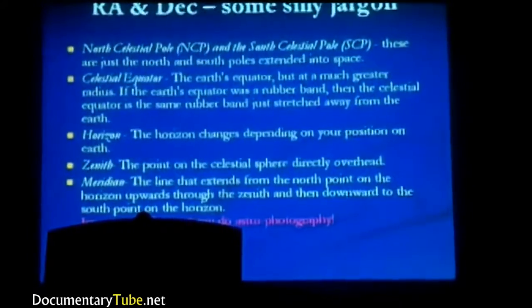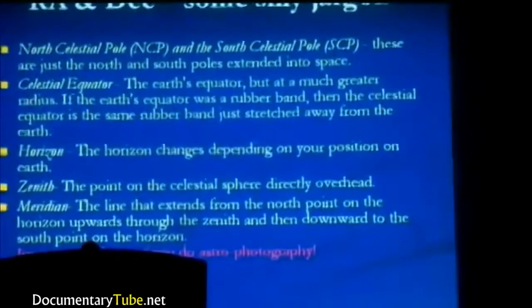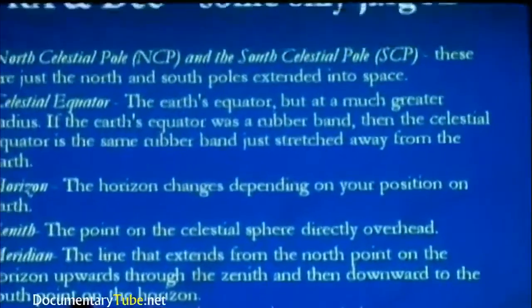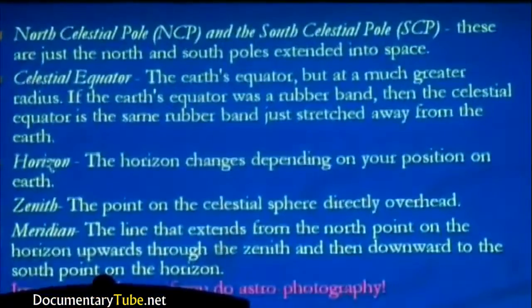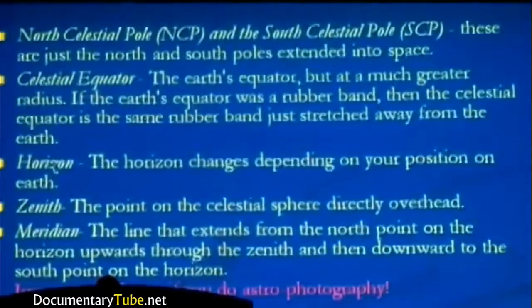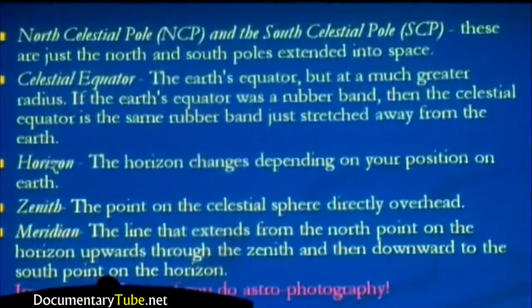Okay, so right ascension and declination, some silly jargon. The North Celestial Pole, or NCP, and the South Celestial Pole, or SCP, are just the north and south poles extended into space, like I was talking about a moment ago. Now, the celestial equator is the Earth's equator, but at a much greater radius. If the Earth's equator was a rubber band, you could think of it as being elastic, then the celestial equator is the same rubber band just stretched away from the Earth. So if you can imagine a plane slicing through the Earth's equator and just extending into space.